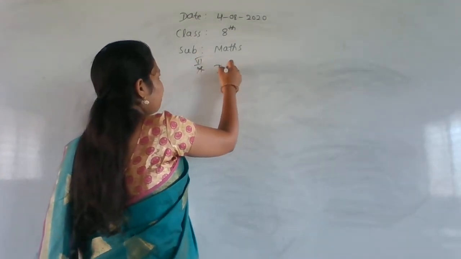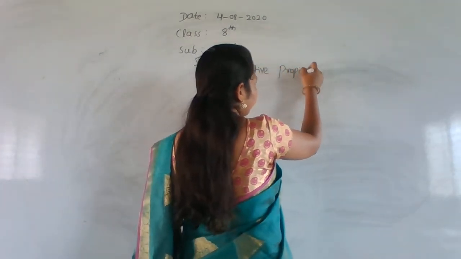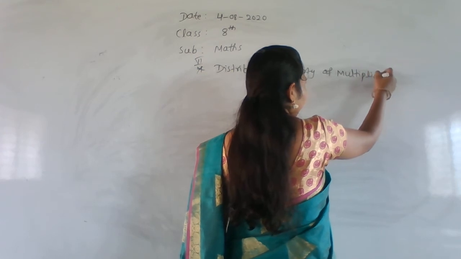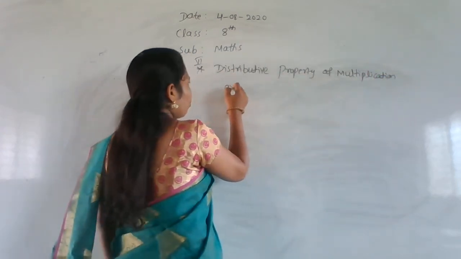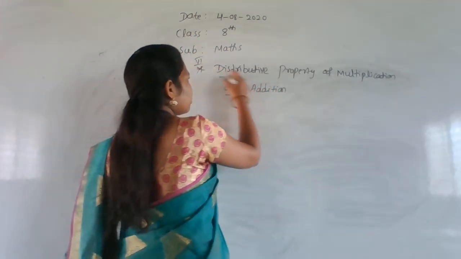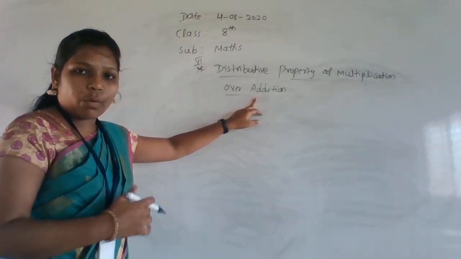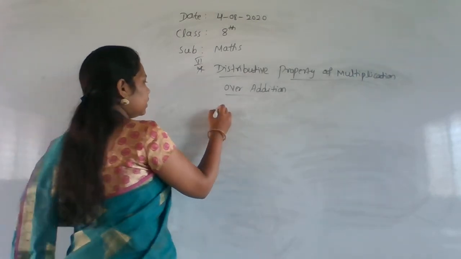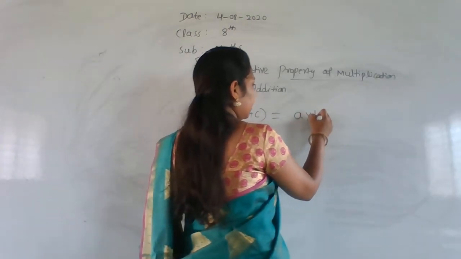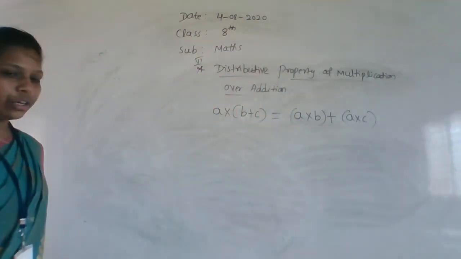It is the distributive property of multiplication over addition. There is also distributivity over multiplication, but for you they have given only over addition. We'll see that it is nothing but a into (b plus c) equals a into b plus a into c. So this is the distributive property.